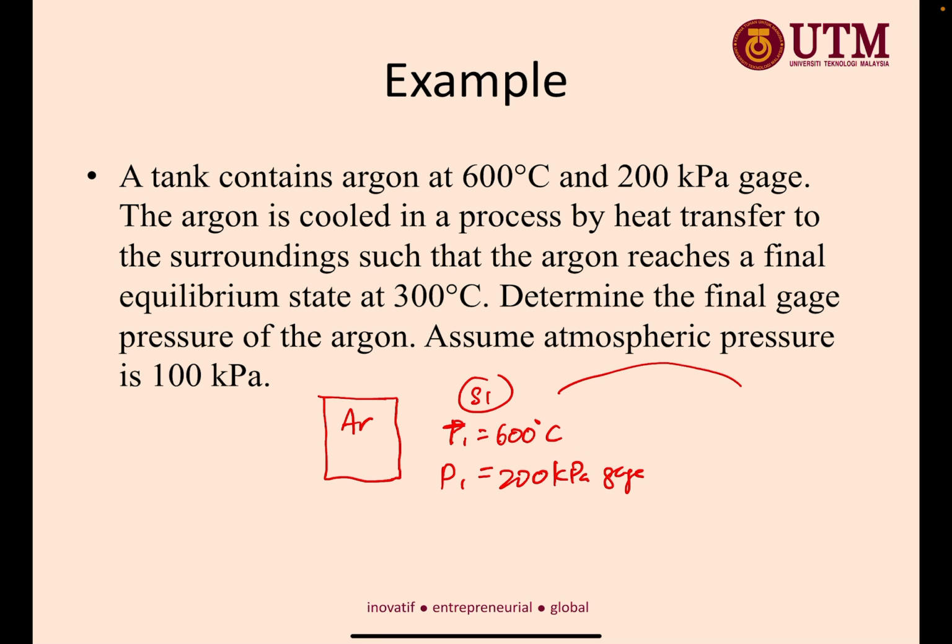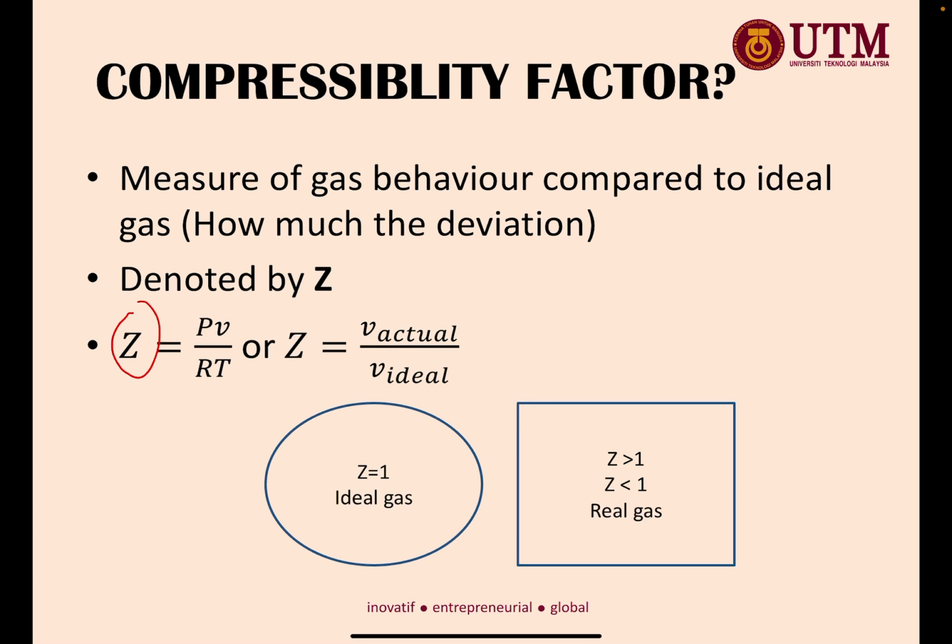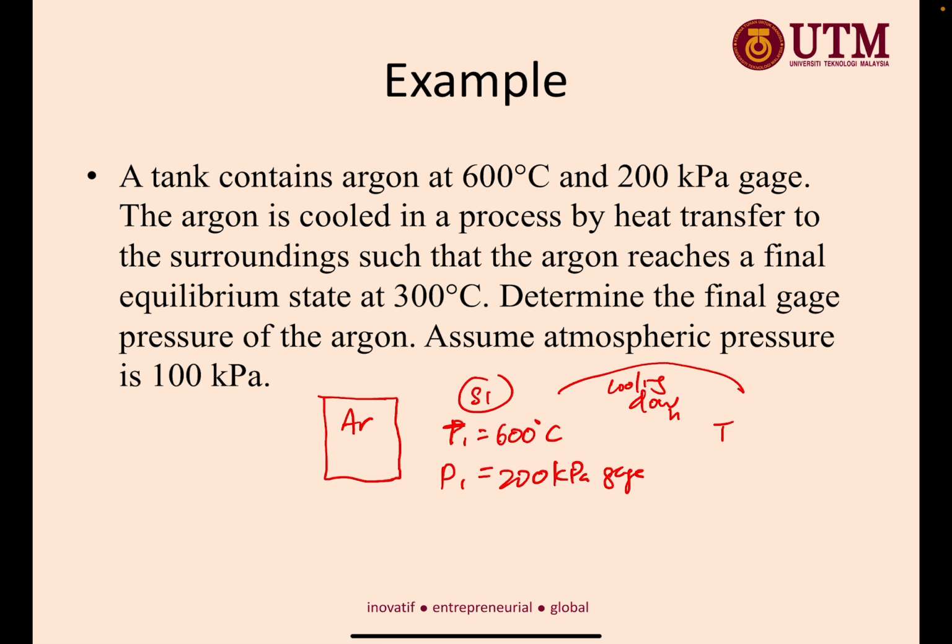So there is a process which is cooling down by heat transfer to the surroundings such that the argon reaches a final equilibrium state of T2 equal 300 degrees Celsius. Determine the final gauge pressure of the argon. Assume atmospheric pressure is 100 kPa, so P atm is 100 kPa. There is a lot of hidden information in here.